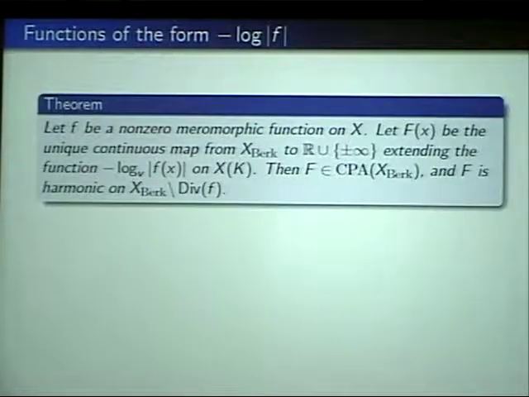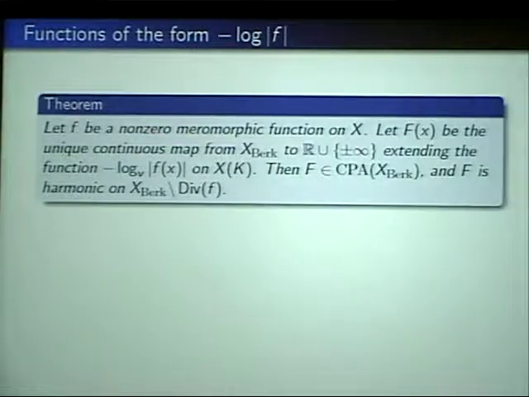And so here's a theorem. If f is a non-zero meromorphic function on my curve X, and capital F is the unique continuous map which extends the valuation function minus log absolute value of little f, then capital F is actually continuous piecewise affine, and it's harmonic outside the zeros and poles. So again, exactly what you would expect by analogy with the classical case over the complex numbers, that outside the zeros and poles, this analytic function little f, when you take minus log absolute value, you get something harmonic.